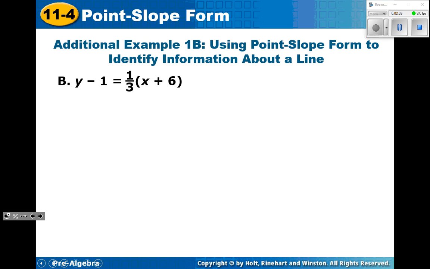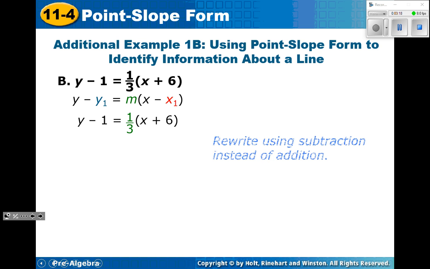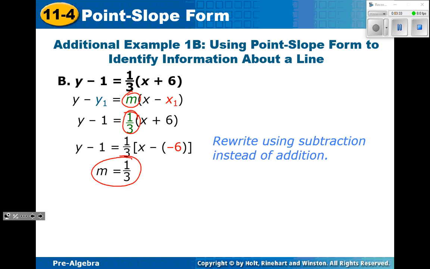Okay, here's another one. y minus 1 equals 1/3 times the quantity x plus 6. There's the point slope form, and indeed our equation matches up with that. Now we just have to pull the things out of it. Here's the slope spot, and here's what our equation says. So there's our slope.